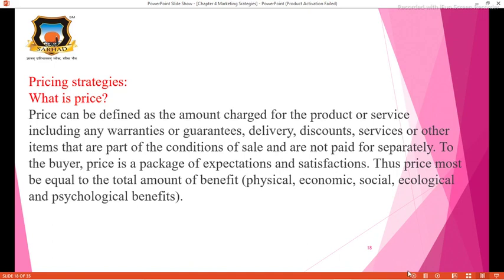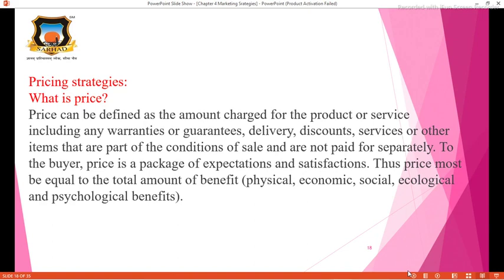Any change in the price will bring about a change in the satisfaction rate.